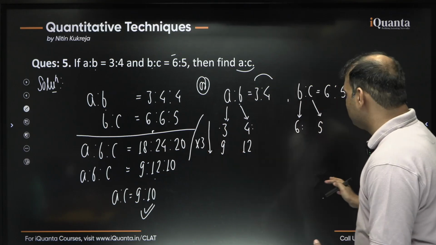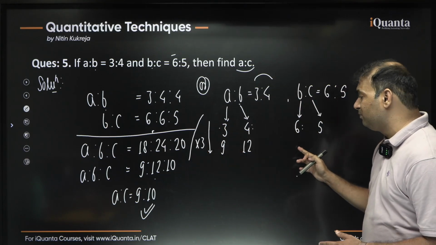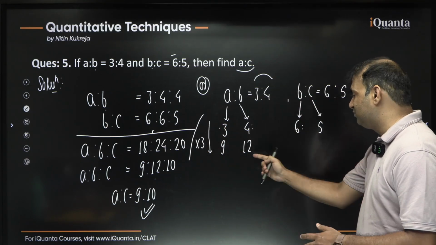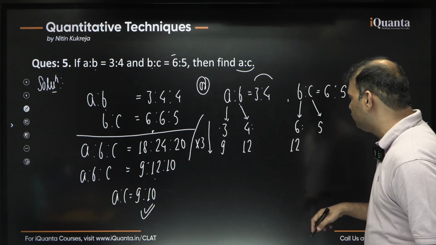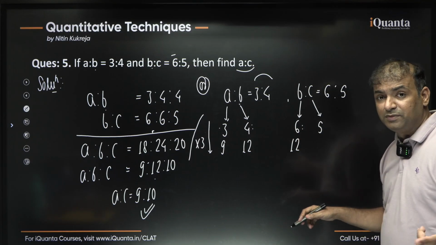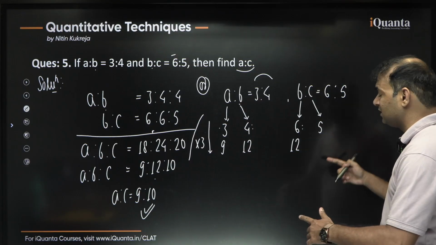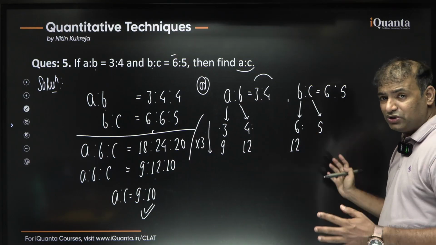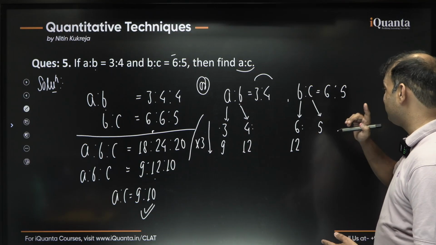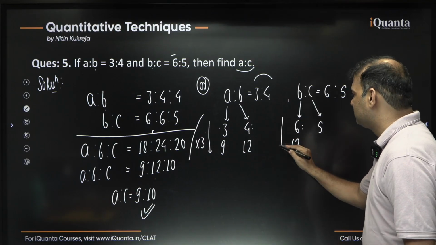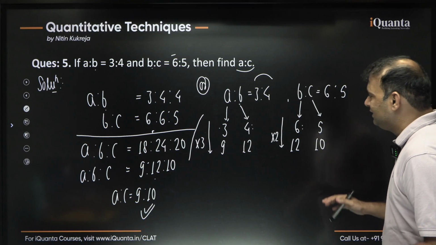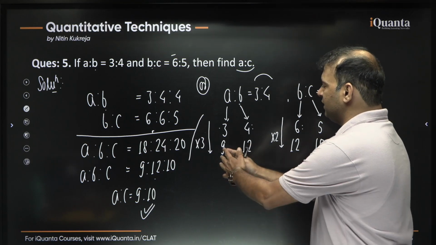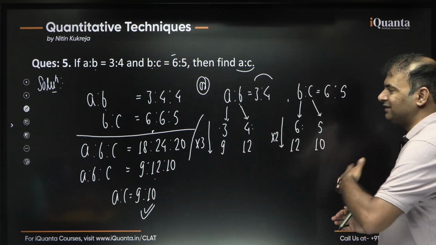Now the second ratio. Here also we want to make B as 12, making both of them equal to each other. Now if B is 12, then 6 has become 12, that means it is multiplied by 2. So we have to multiply this by 2 as well, to make the ratio the same as 6 is to 5. Multiplying this by 2, 5 into 2 is 10, all right? So now we can say B is 12 and A is 9 and C is 10, that's it.